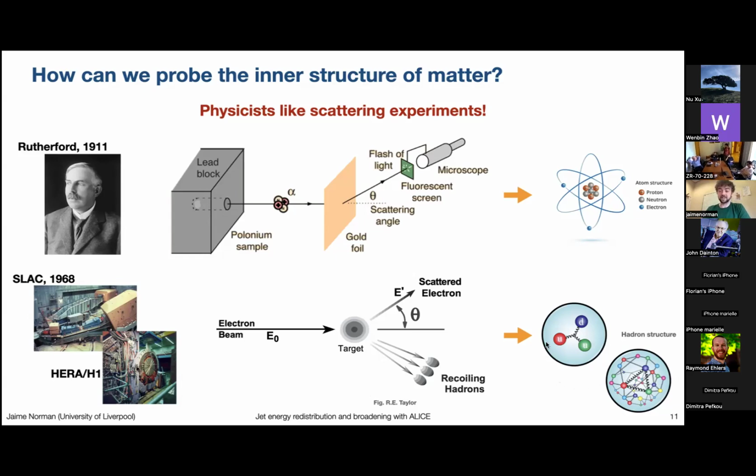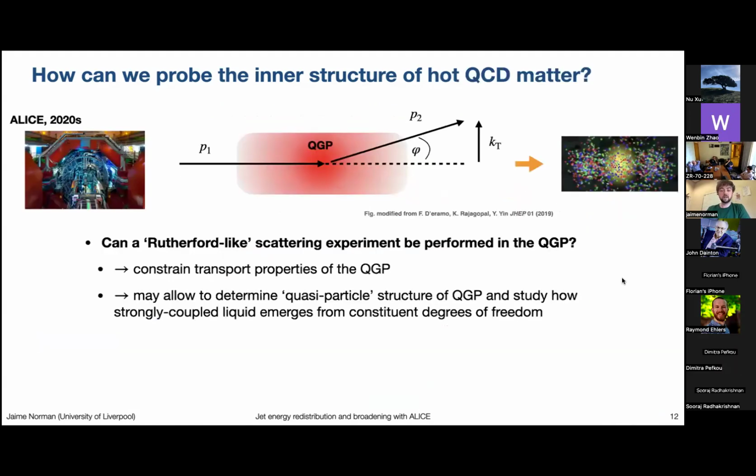And also interestingly, it was determined that as we probe hadrons at different resolution scales, a more complex picture emerges of the structure of hadrons. So the question is whether we can perform this kind of similar scattering experiment in the Quark-Gluon plasma. Can a Rutherford-like scattering experiment be performed?